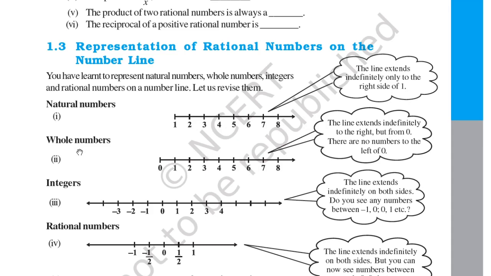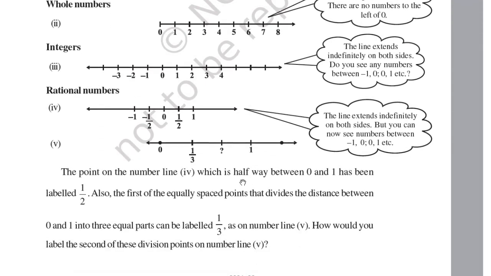Whole numbers, 0 to 8. The line extends indefinitely to the right, but from 0. You can see 0 is also included in whole numbers. There are no numbers to the left of 0. For integers, you can see both sides of zero. The line extends indefinitely on both sides.